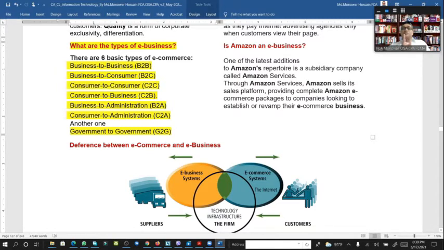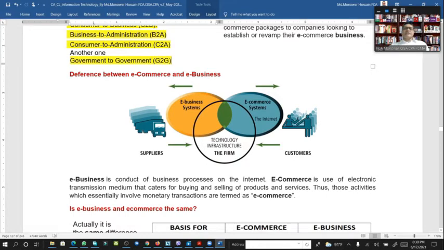If the question is whether Amazon is an e-business: in the latest edition, Amazon uses a subsidiary company called Amazon Services. Amazon sells its sales platform, providing a competitive Amazon e-commerce package to companies looking to establish their e-commerce business. So it is an e-business. Now, the difference between e-commerce and e-business.